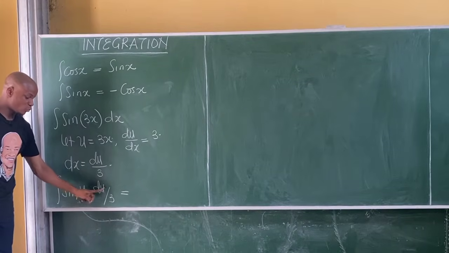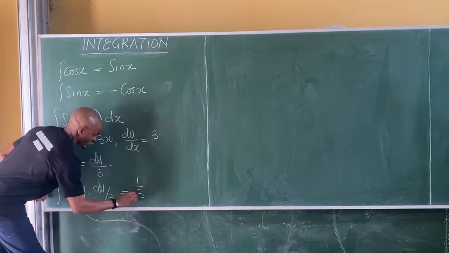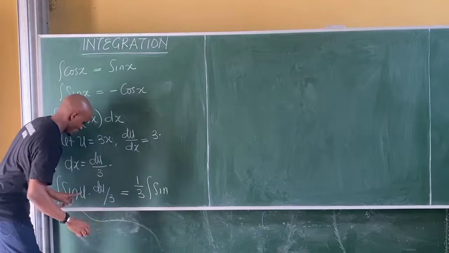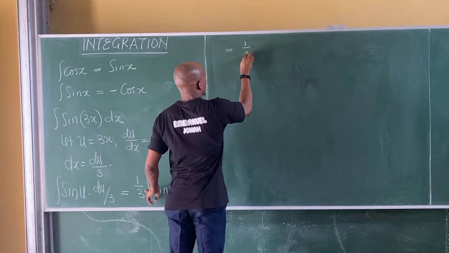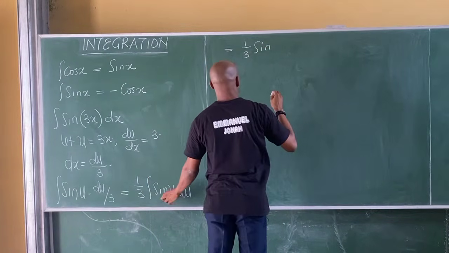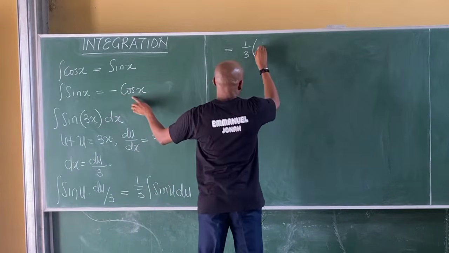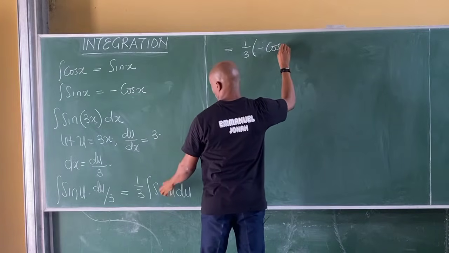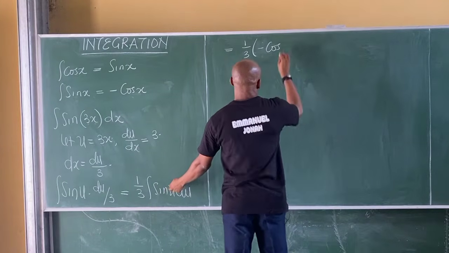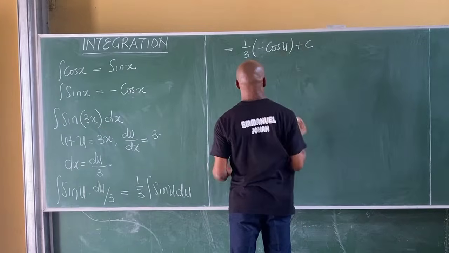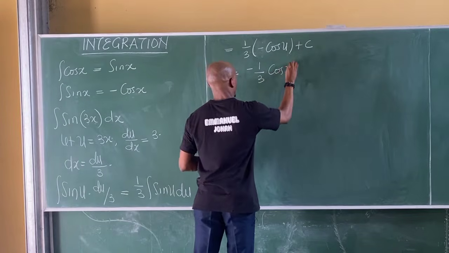My constant term here becomes 1 all over 3. So take 1 over 3 outside the integral sign, becomes 1 all over 3 integral of sine u du. This now gives 1 over 3 times the integral of sine u. When I integrated sine x, I had minus cos x. Similarly, if I integrate sine u, I'll have minus cos u plus perhaps c. This will now be equal to minus 1 over 3 cos u.